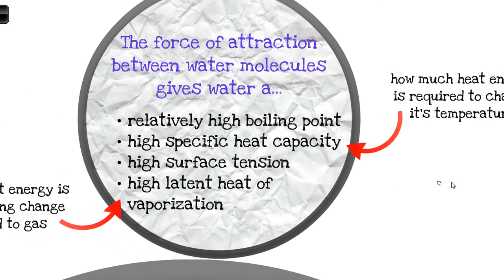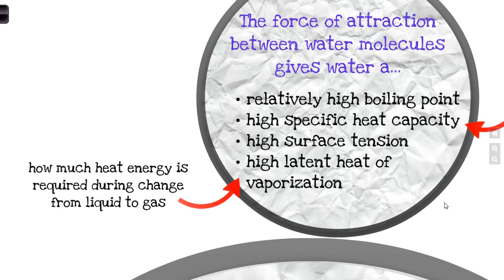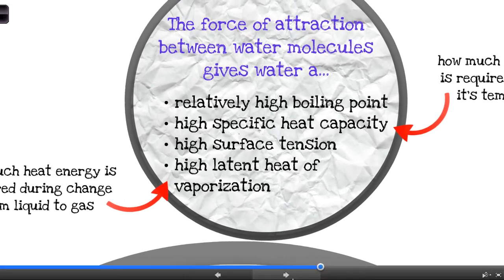A high latent heat of vaporization is how much energy is required during a change in state from liquid to gas. That's how much energy is required to finally pull those molecules apart. During a state change, even though the temperature isn't going to increase, energy is needed to get it to change state. Again, the stronger the attraction between the molecules, the more energy is needed to overcome or separate those molecules in order for it to change state. Now, surface tension, we'll talk a little bit more about that in a minute.